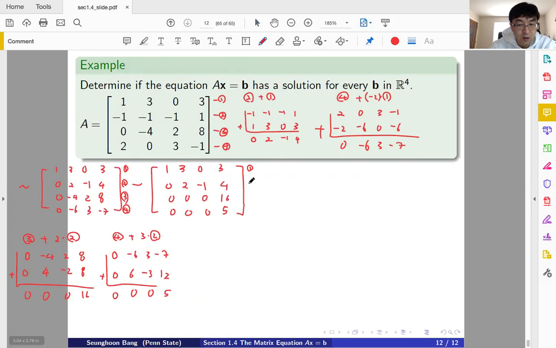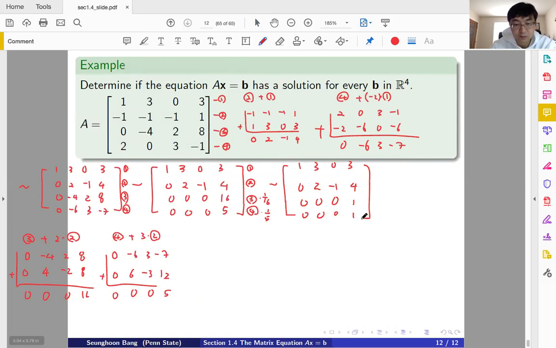So we can eliminate the 5 by using another row. How can you do that? You have to keep 1, 3, 0, 3 and 0, 2, -1, 4. For the third row, I want scaling, it's better. So multiply the third row times 1/16, just scaling: 0, 0, 0, 1.